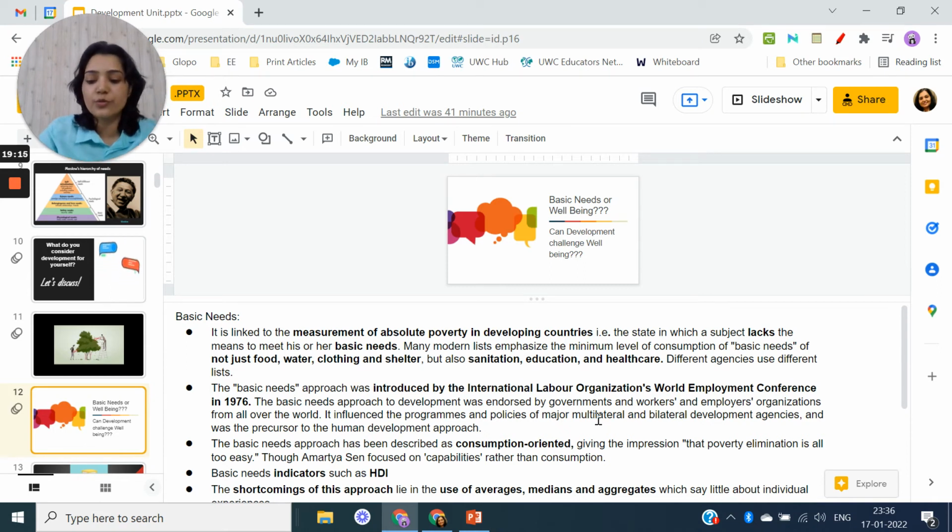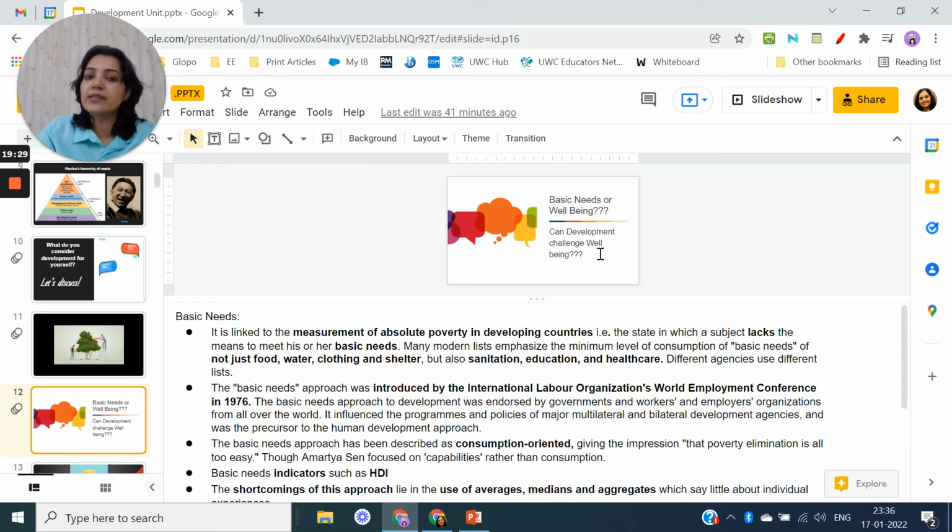Now there are two questions which IB has asked so far. One is: to whom would you give the weightage more? Is it basic needs or well-being? All right, number one thing.